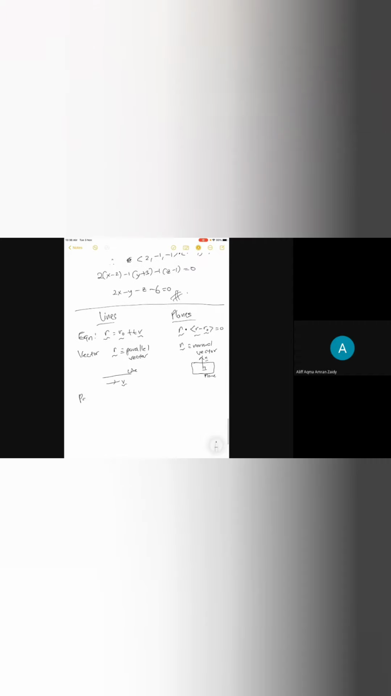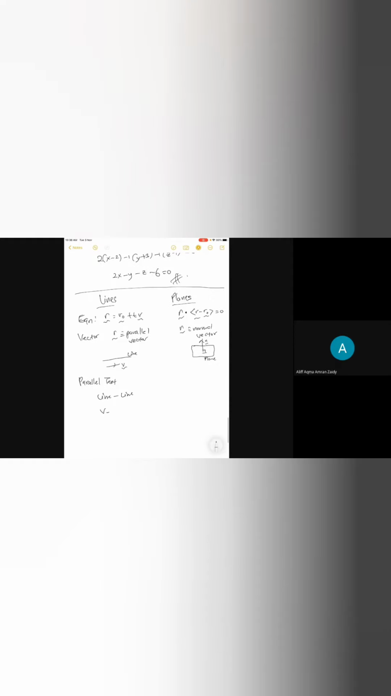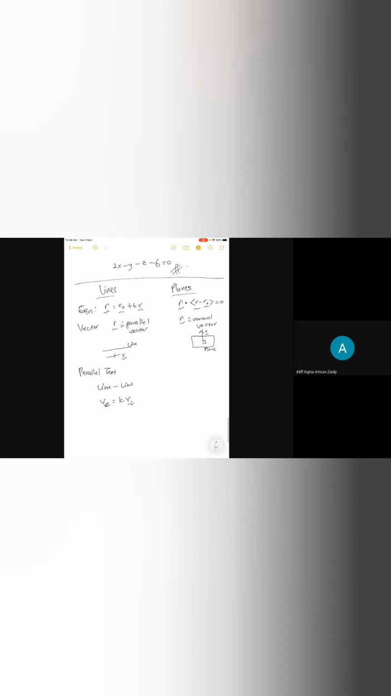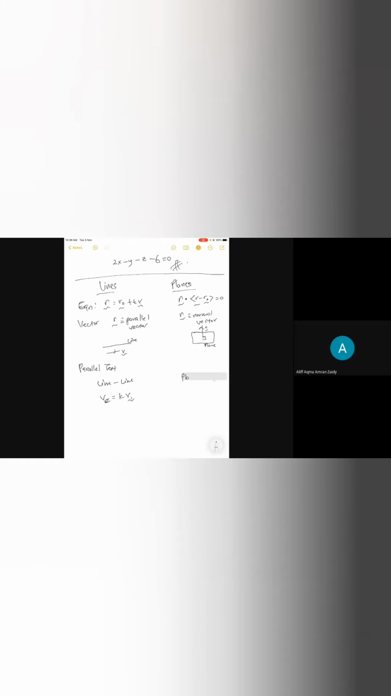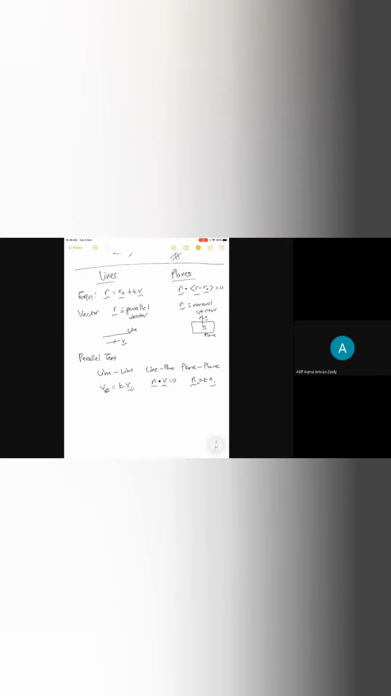Okay, and then you have to know the parallel test. Okay, kalau in between line dengan line, V2 equals to K V1 or V1 equals to K V2, mana-mana pun tak kisahlah. Okay, sama juga untuk plane dengan plane, tengok normal dia saja, which is N2 equals to K N1. Tetapi kalau line dengan plane, you tak boleh tengok K tu, you kena test equals to 0. The dot product of the two vectors must be equals to 0. Then it is what we call parallel.